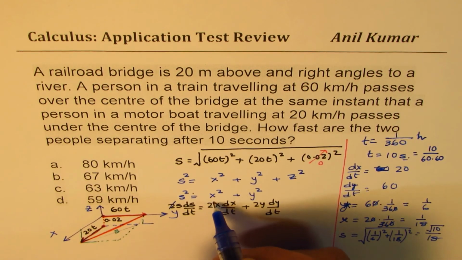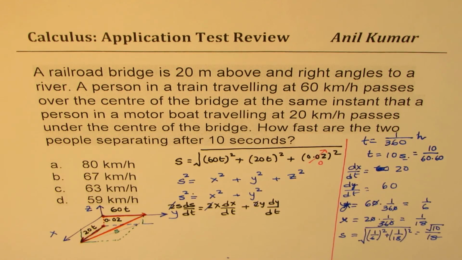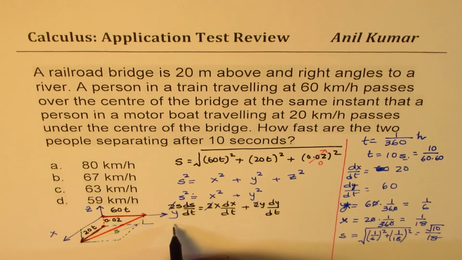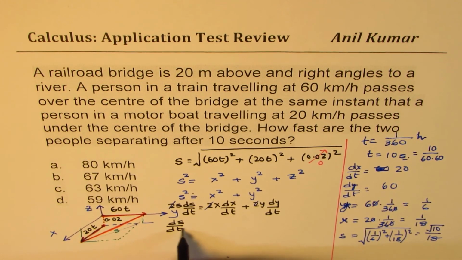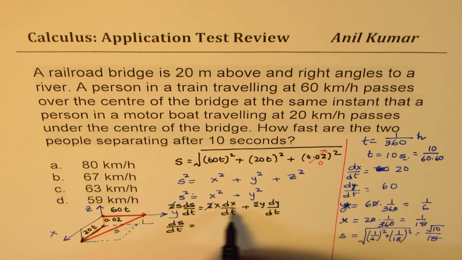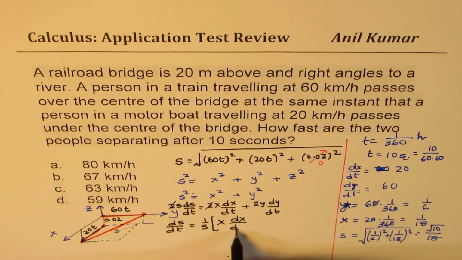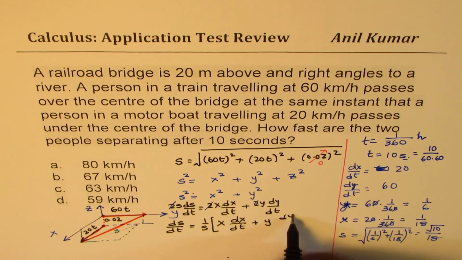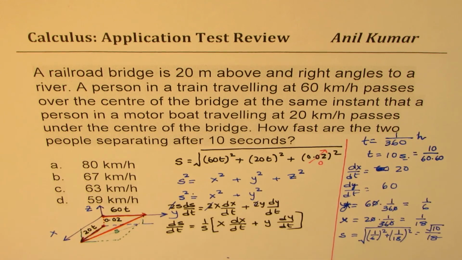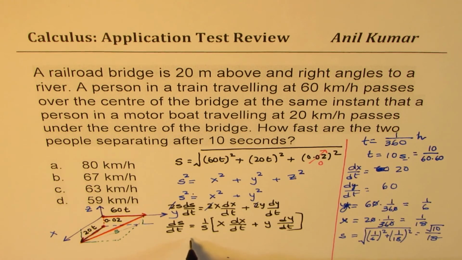We can calculate the rate of change of separation using the derivative, which is ds/dt, and we can divide all this by s, right? 1 over s times (x dx/dt plus y dy/dt). Correct? So it is a three-dimensional situation, but since the height is very small, we can treat this as two-dimensional and get the answer, especially in a multiple choice question. That's the whole idea, right?